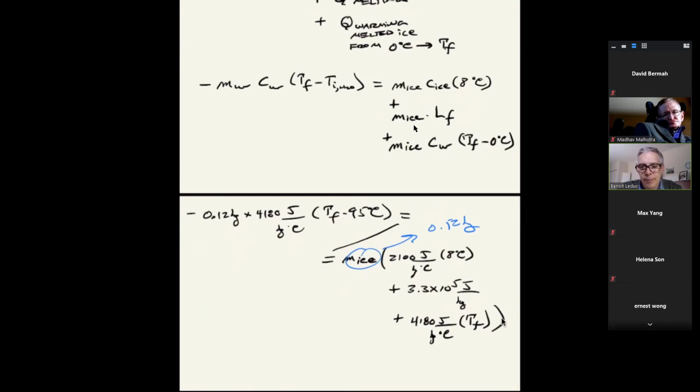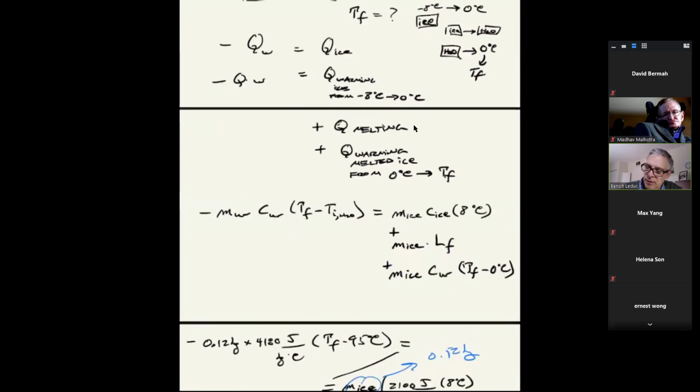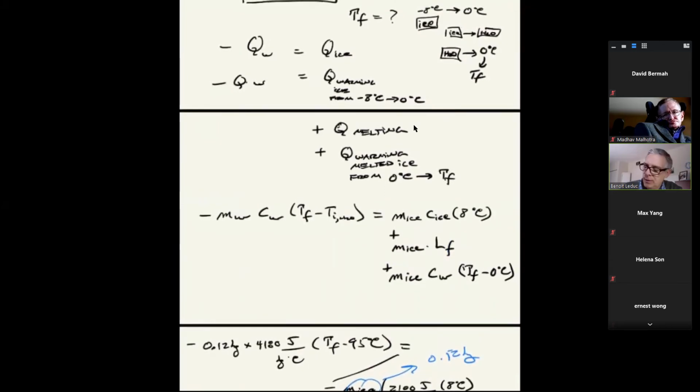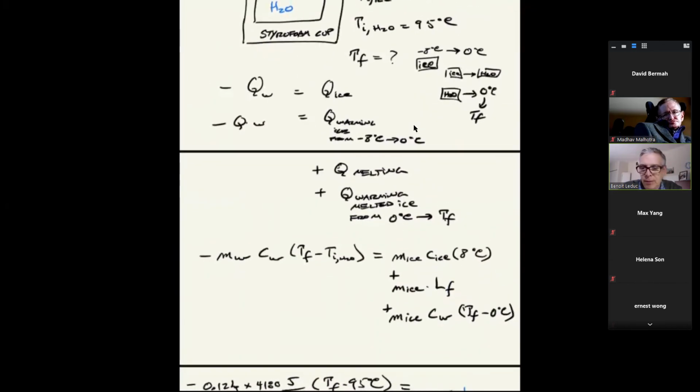Are you good? Should the thermal energy go from water to ice? Yes, that's right, I'm sorry, that was like before. I apologize. The hot one is the warm water. Is that okay?